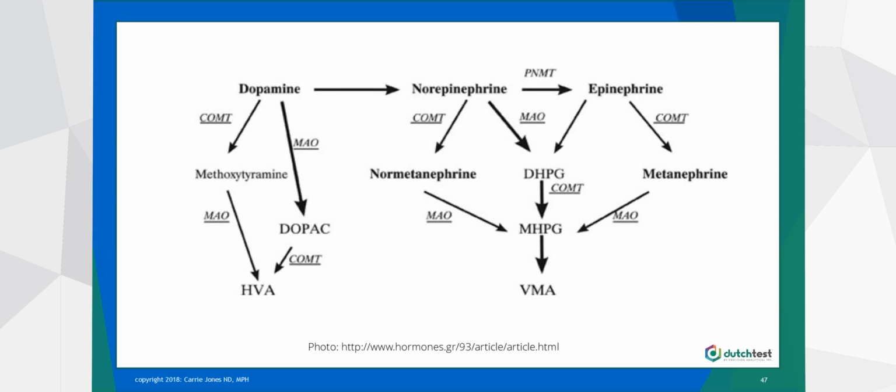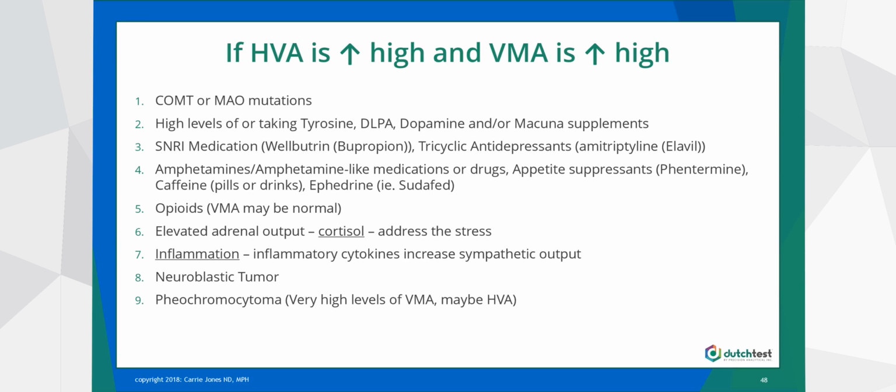Genetics. If you're a genetic guru or visual person or wanting to learn more, here's where the genes line up. And you can see where dopamine, norepinephrine, and epinephrine and the associated genes that make these enzymes that make these things happen. Please check to see if they're on tyrosine or DLPA. DLPA stands for D-L-phenylalanine. Dopamine or Mucuna supplements.